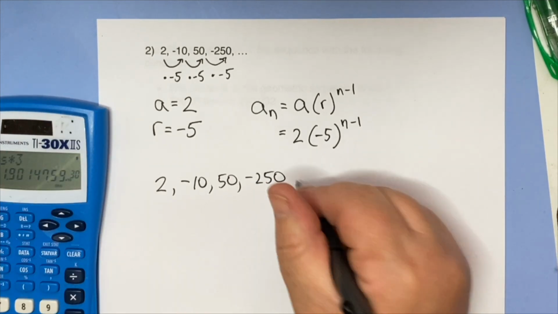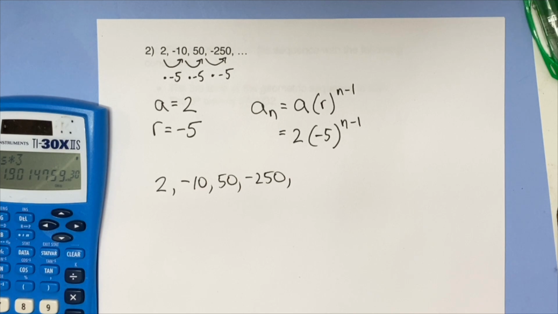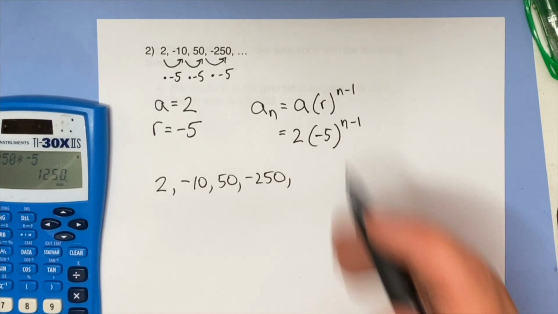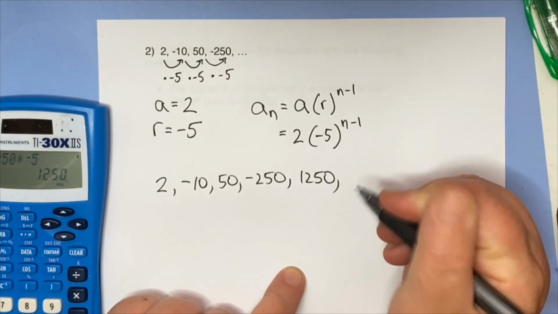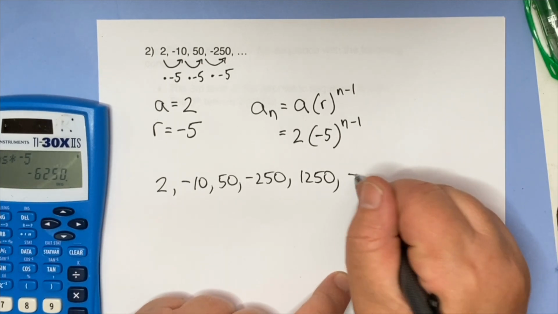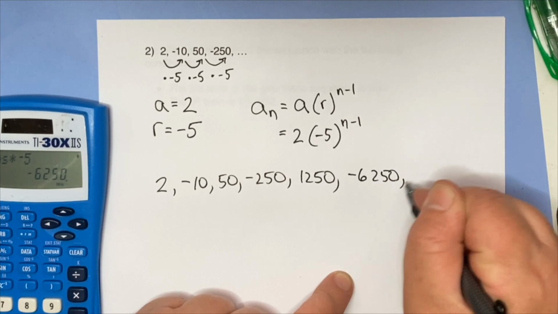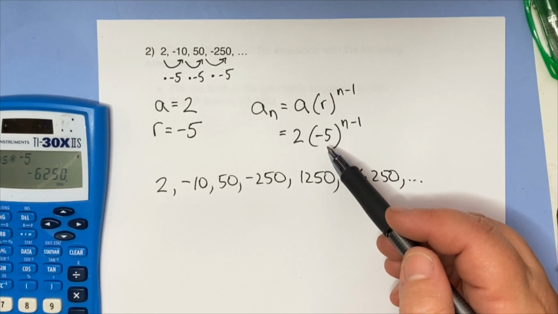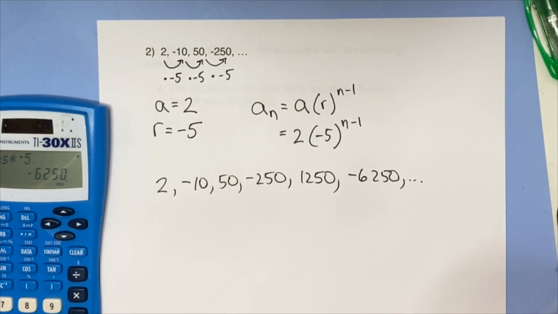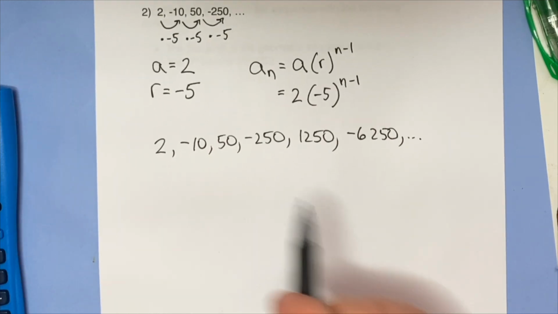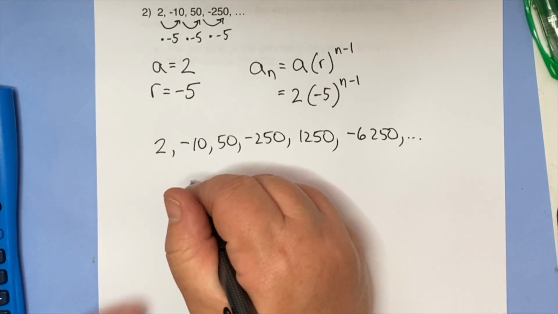Okay, to get the next two terms, because the instruction said to go to 6 terms, -250 times -5 is 1250. And then times -5, we get to -6250. And because we're multiplying by that common ratio, which is negative, we're going to end up flip-flopping, positive, negative, throughout the whole sequence. Okay, so those are the first 6 terms, and then we need to do the 100th term.